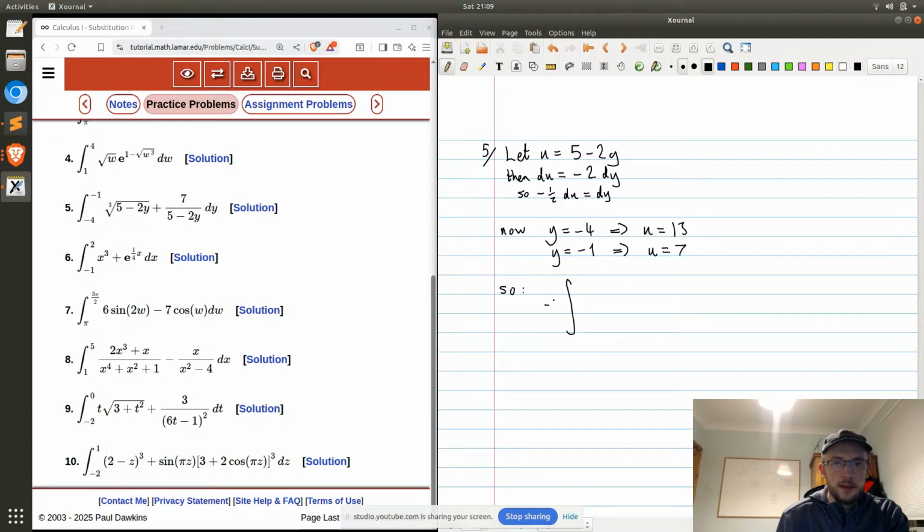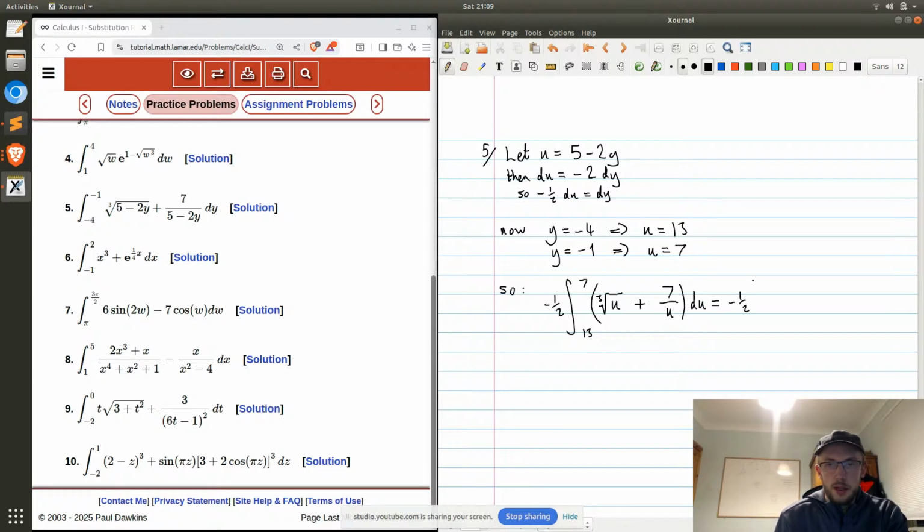So we're going to have minus half on the outside. 7, right? No. Careful. 13 there. 7 there. Cube root of u there. Plus 7 over u. And all of that is du.